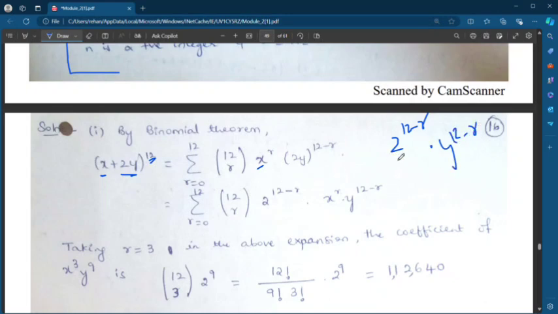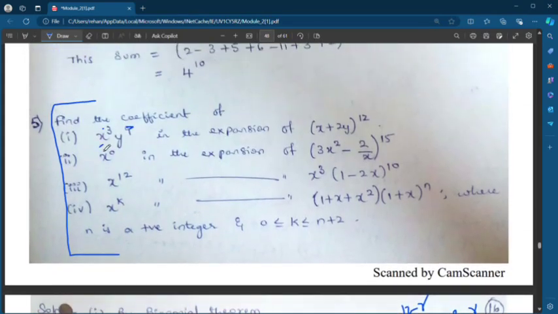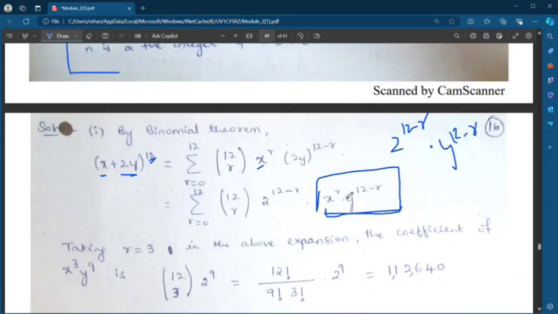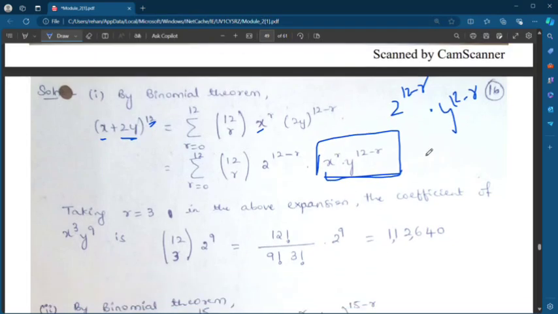So what I am doing is grouping x and y separately and writing this first. So I got x power something. Now I have to take the value of r in such a way that it satisfies this place, 3 and 9. So let us take r as 3. Taking r as 3, I get x power 3 into y power 12 minus 3, which is 9. So the coefficient of this term is 12C3 into 2 power 9.